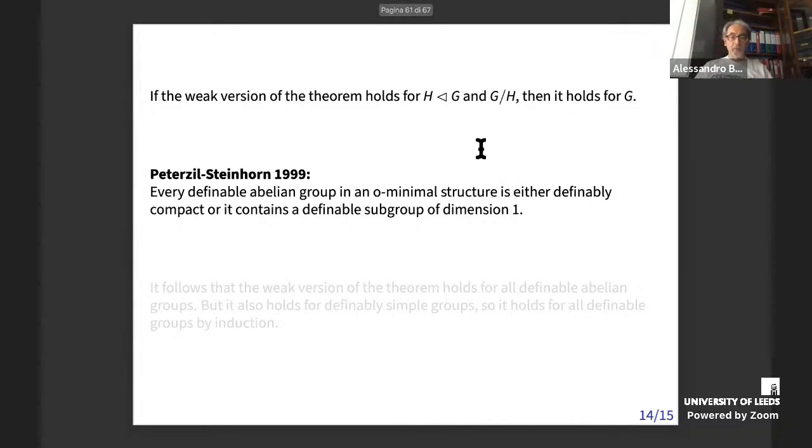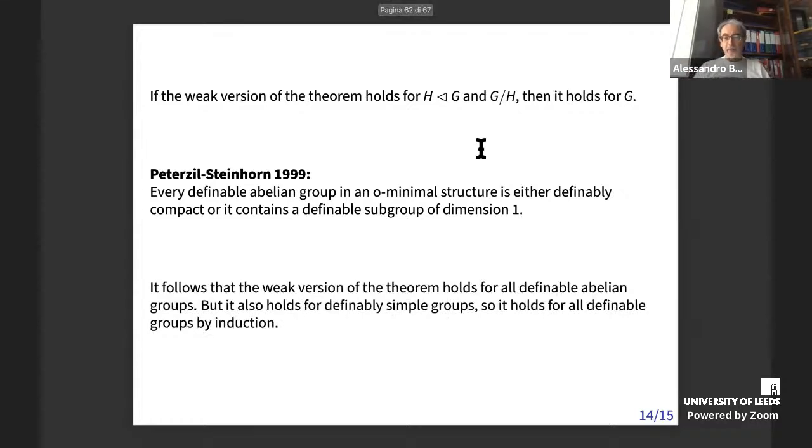And so now, by Peterzil-Steinhorn, every definable abelian group in an o-minimal structure is either definably compact or contains a definable subgroup of dimension 1. So by induction, you have the weak theorem for all definable abelian groups. So we have the simple case and the abelian case of the weak version of the theorem.